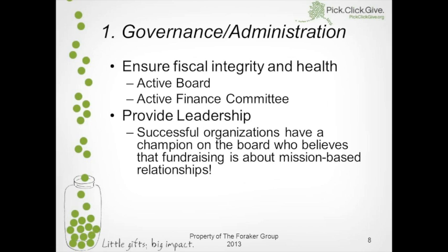And then, of course, the board just plays a leadership role overall. It's fabulous to have a champion on your board who really embraces Pick.Click.Give as a successful strategy and method in fundraising. Having them be the peer-to-peer voice back to the board can be a much more successful strategy than having the staff talk to the board about it. So if you can find that internal champion on the board, I highly recommend that strategy as well.